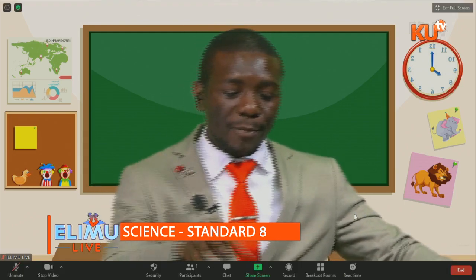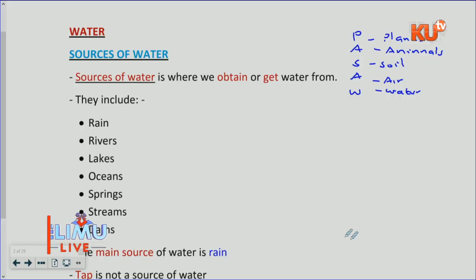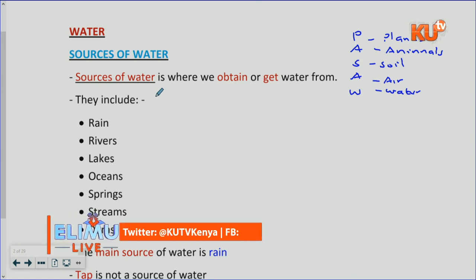So today, I want to begin with sources of water, the one that we learned in class 1. The main sources of water that we learned, first of all, what is a source? A source of water is where we obtain or get water from. The place where you go and fetch it, where you obtain it. That's what we call a source.